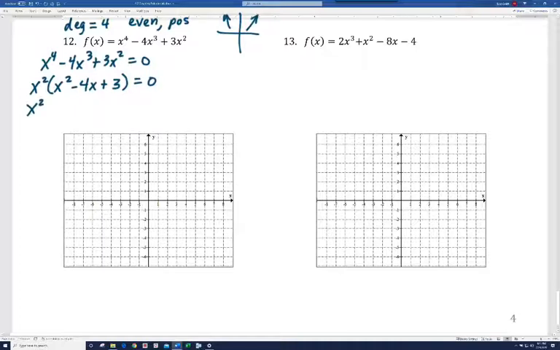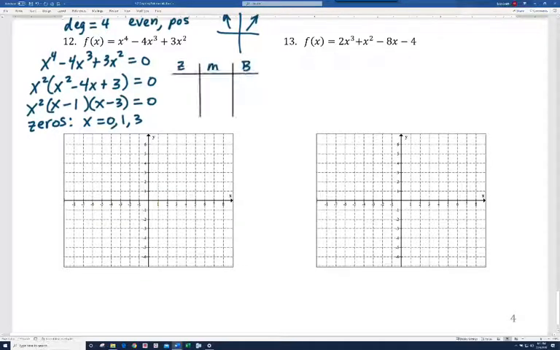And we're going to want to factor this trinomial here. So let's set it up. We have x and x. I need 2 numbers that multiply to 3 and add up to negative 4. That's going to be negative 1 and negative 3. And so our zeros are going to be 0, 1, and 3.